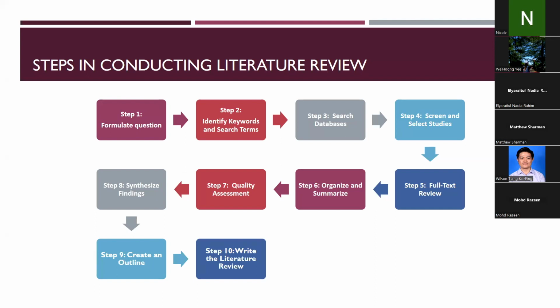All right, and then next is to identify the keywords and search terms. And then of course, you have to identify your databases and search into all these databases. And then you have to screen and select the studies. And then you have to get the full text. And then you need to organize and summarize your findings. And then you have to assess the quality of the findings that you got, and then you have to synthesize the findings and then create an outline. This is where you need to come up with your own outline of your subheadings and things like that. And then finally, you have to write the literature review.